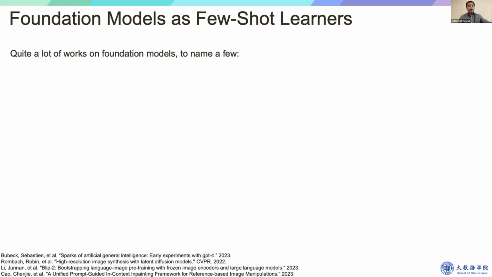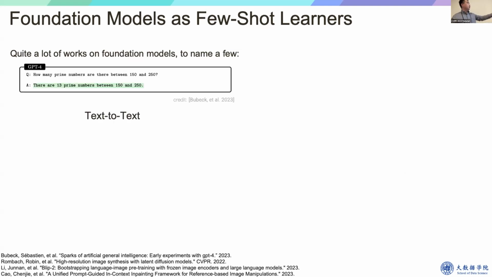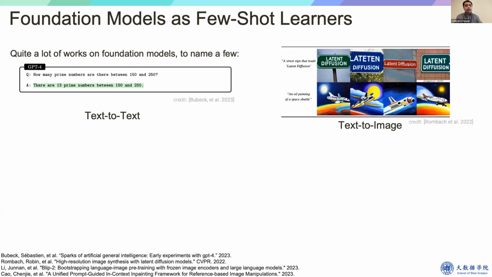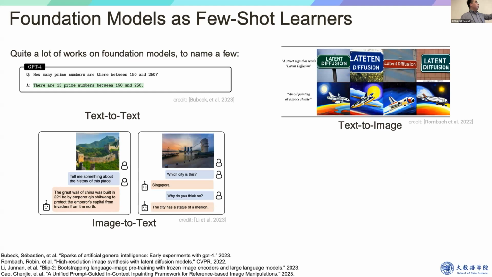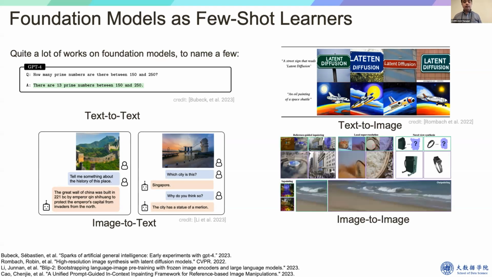To name a few, we have text-to-text models, which is GPT, text-to-image models, which are generation models, and image-to-text models, which we can use for visual question answering. And there are image-to-image tasks, where we can use some reference images to prompt the learning task as in-context learning, such that we can do several image translation tasks in a unified large model. For example, inpainting, outpainting, and novel view synthesis.